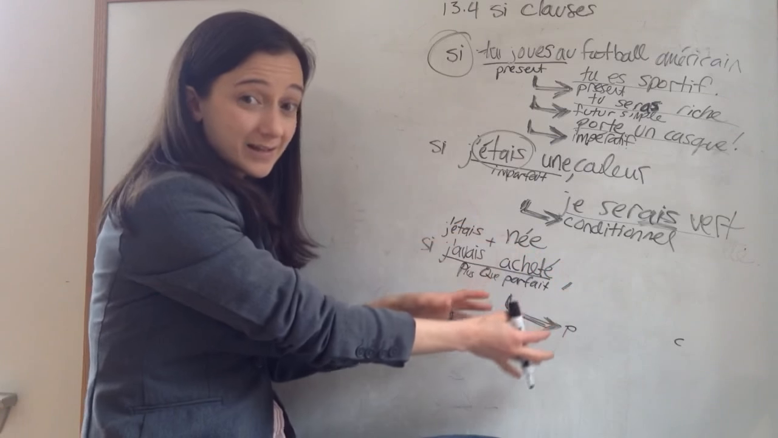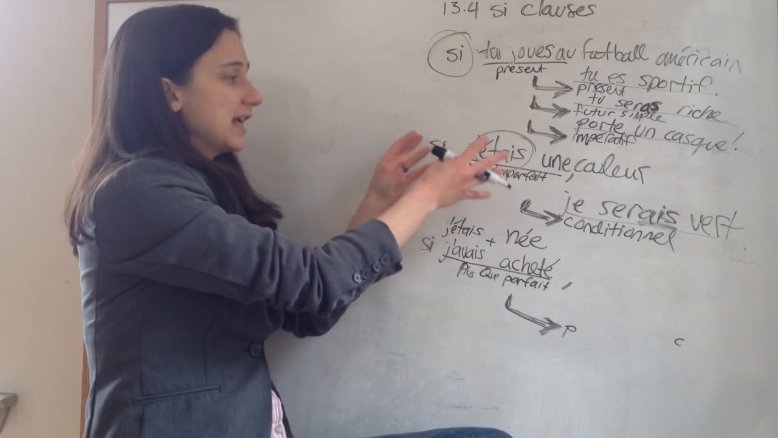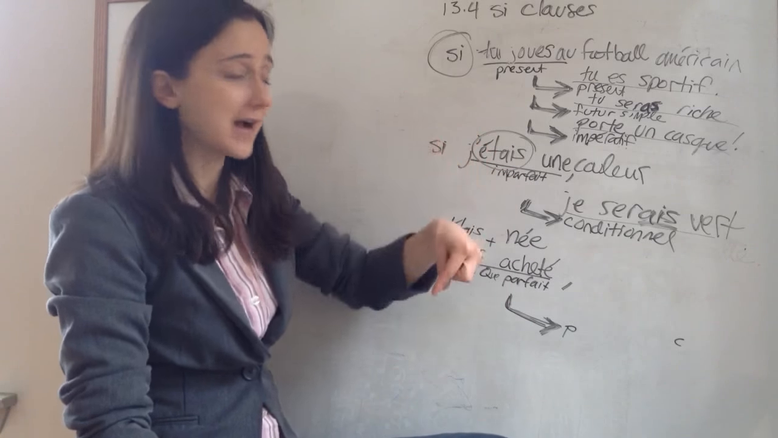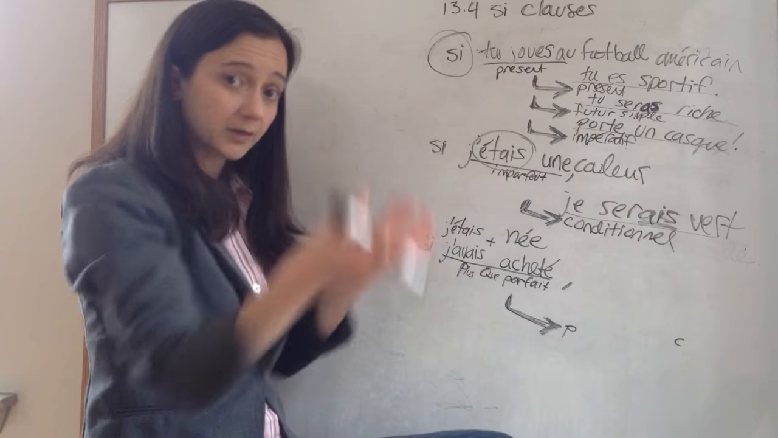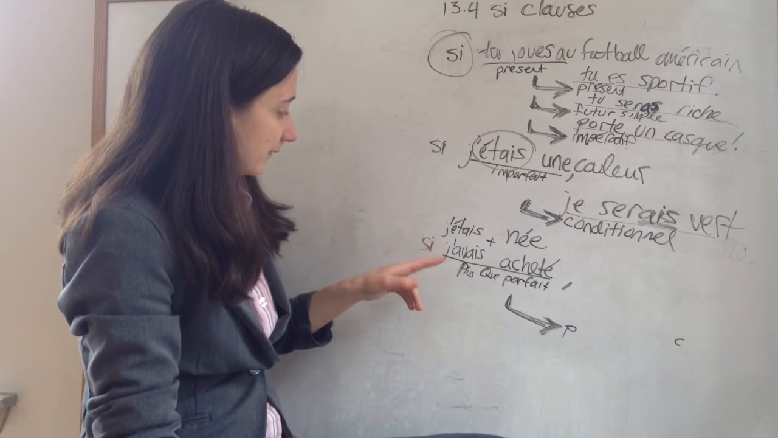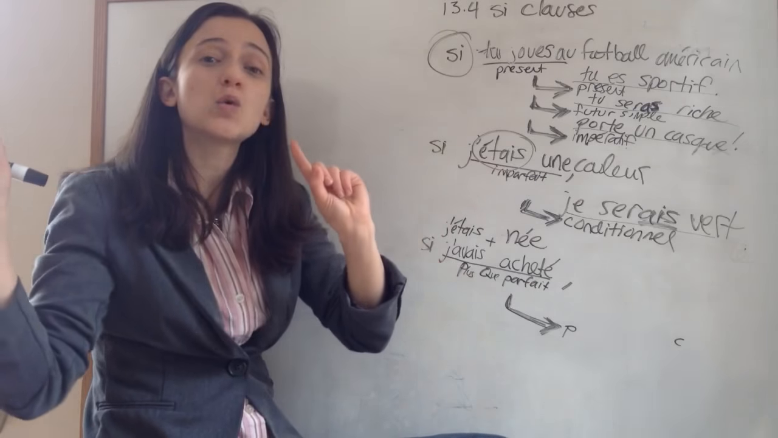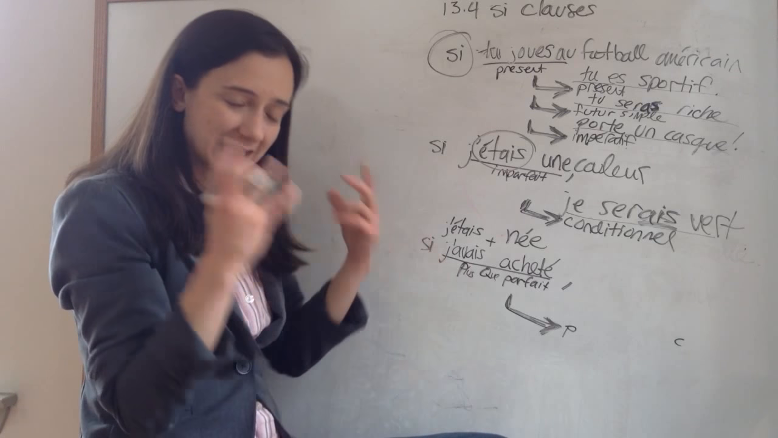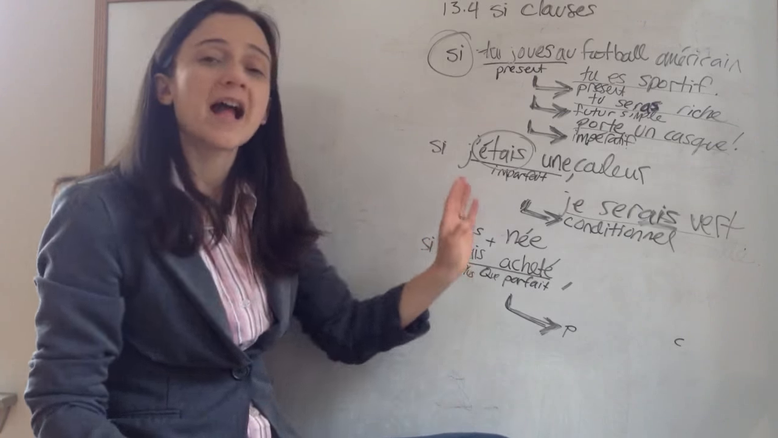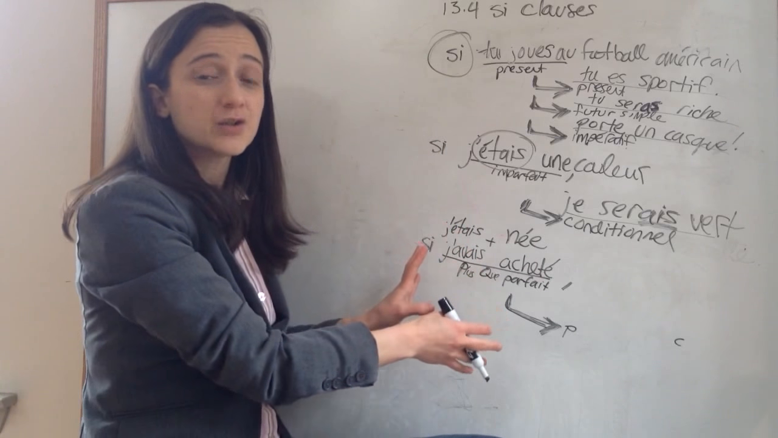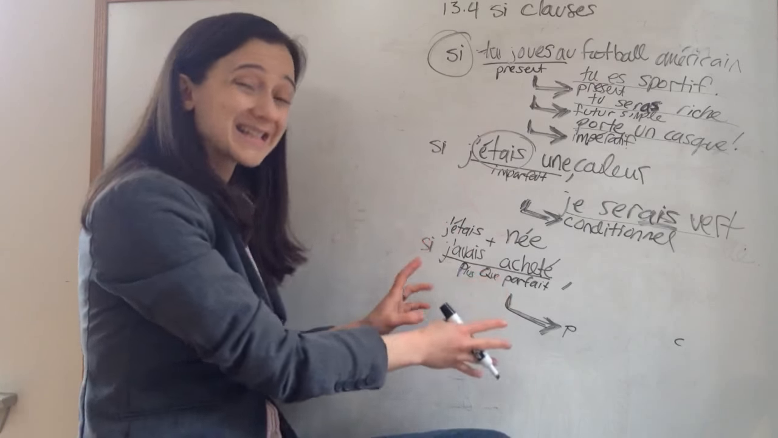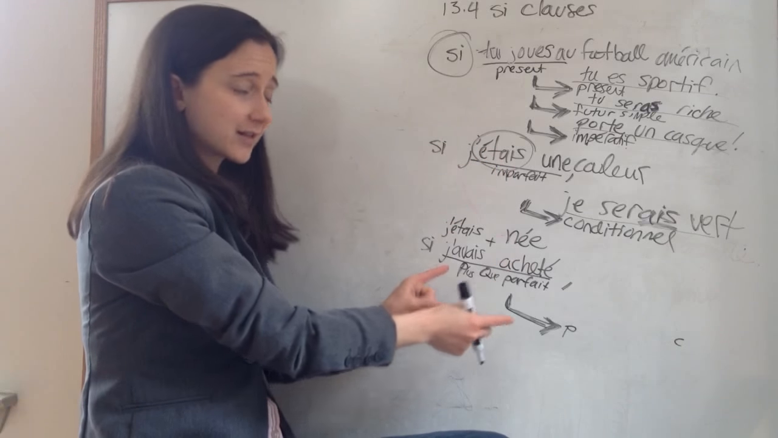So why do we use this? Well, let's go back to this one. In this one, it was contrary to present fact. If I was a color, when in fact in the present, I am not a color on the color wheel. Okay? Now, for this one, it's contrary to past fact, and that's the thing. If I had been born in the 1800s, okay, if I had bought that house, this part is contrary to past fact. This is contrary to present fact.